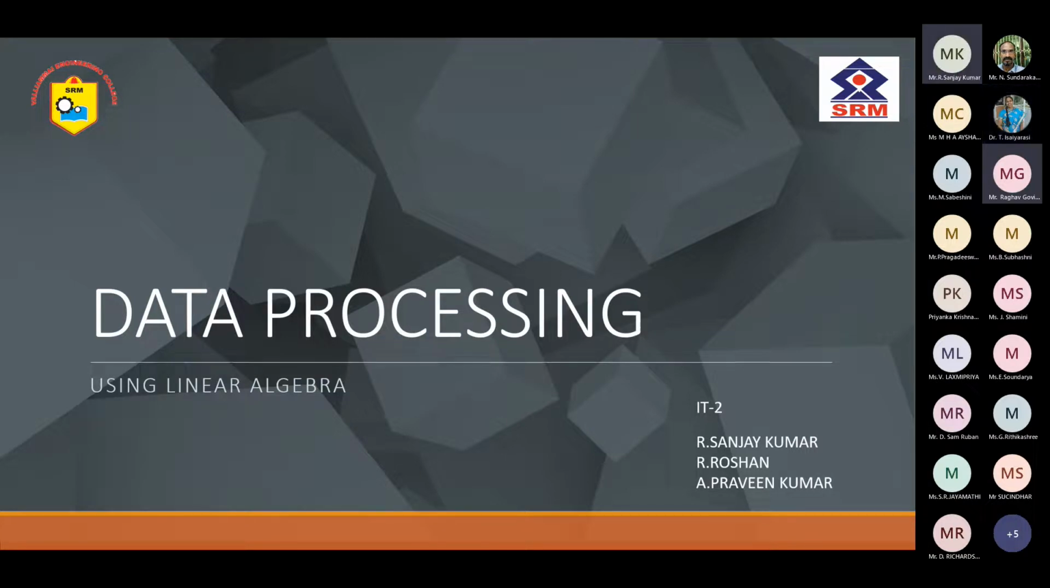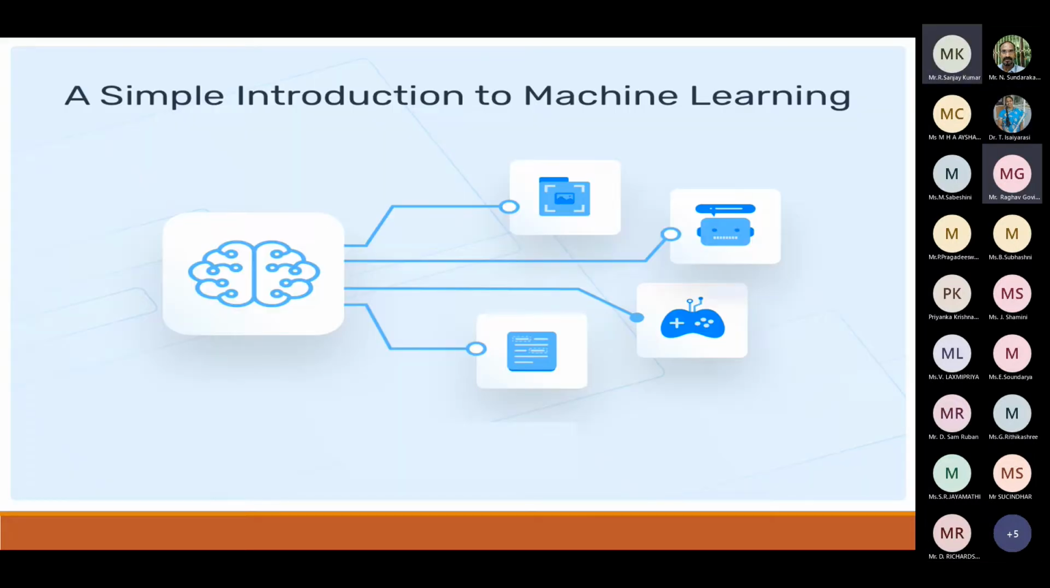Good morning. Very good afternoon to all who are gathered here. Today, we are here to talk about linear algebra used in data processing and machine learning. Let me see a little bit briefly on upcoming slides. We, Roshan and Sanjay Kumar, myself, are going to explain a simple introduction to machine learning.